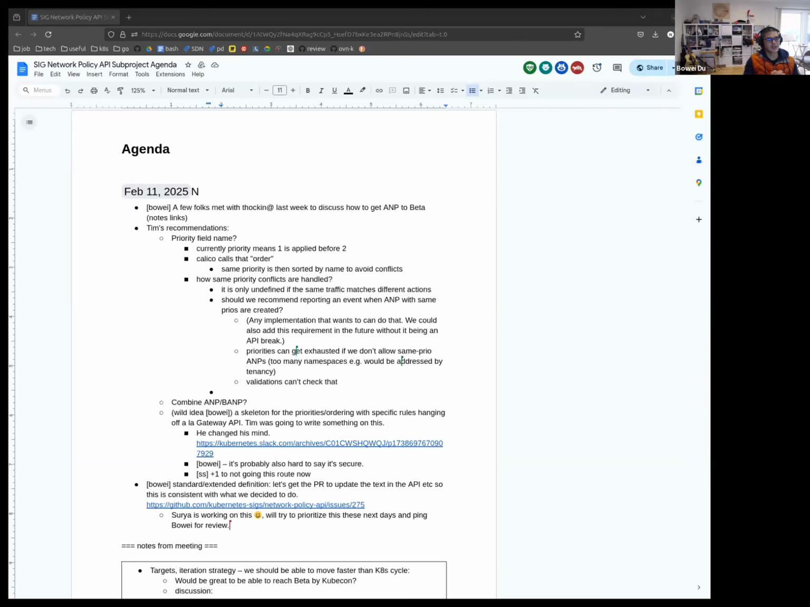Again, I'm not saying that we try to completely disallow it, but should we enforce that if you implement this API and you notice policies of the same priority are sitting around, that you flag it somehow?